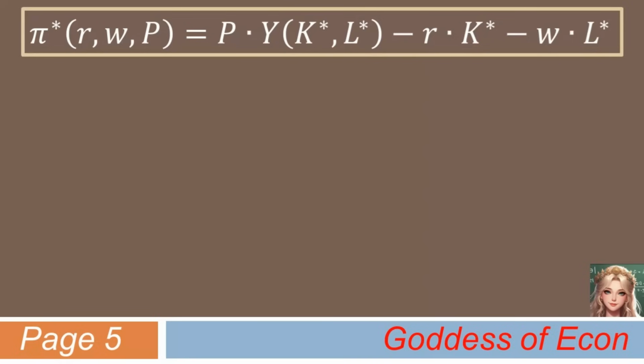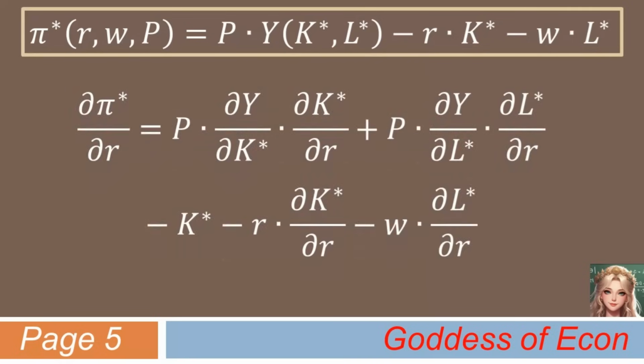Okay students, let's go. The partial derivative of pi star with respect to R is price times partial derivative of y with respect to K star times partial derivative of K star with respect to R, plus price times partial derivative of y with respect to L star times partial derivative of L star with respect to R, minus K star, minus R times partial derivative of K star with respect to R, minus W times partial derivative of L star with respect to R. It may look long and confusing, but please note that all that was used was a simple chain rule. I am sure most of you students can do this exercise yourselves, if you have basic knowledge in calculus.